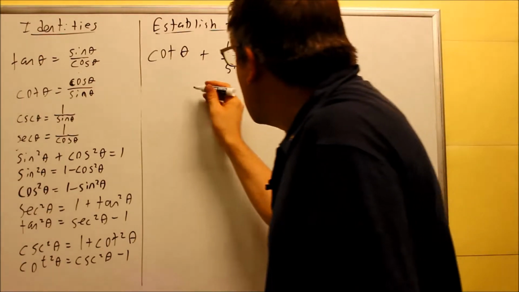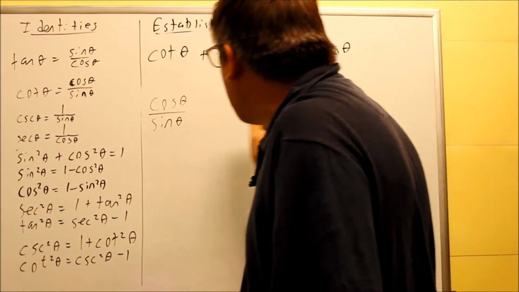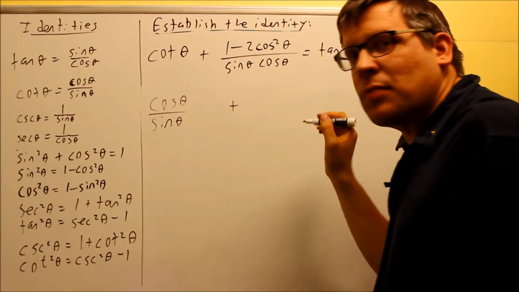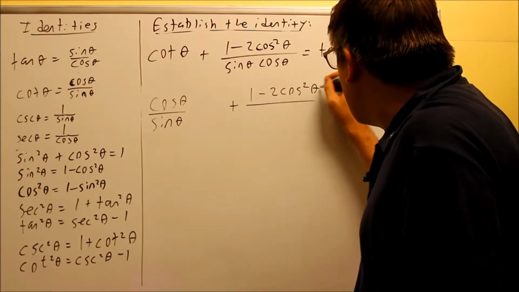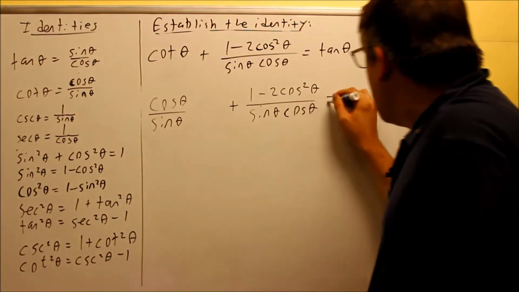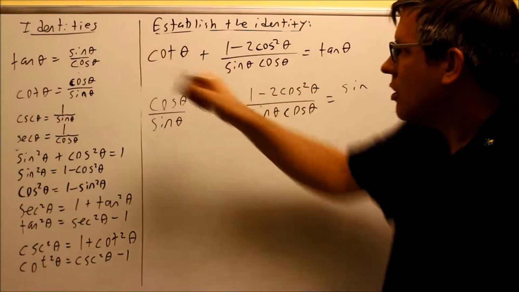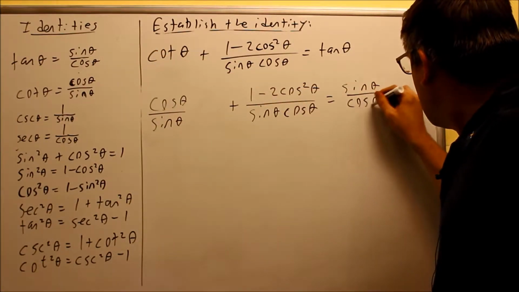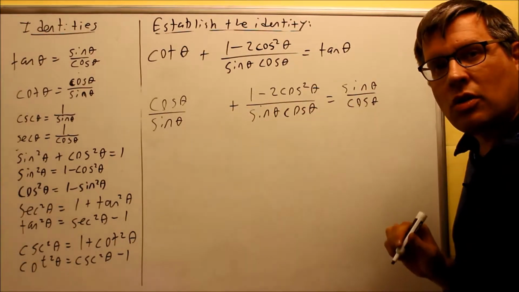Cotangent is the same thing as cosine theta over sine theta. Now I'm probably going to have to get common denominators here because I have two fractions, so I'm going to leave a space there. And over here I have the rest of it: 2 cosine squared theta, and then sine theta cosine theta down here. And for this one, I'm going to change it by using this identity right here, sine theta over cosine theta. So now I've already done the first technique, change everything into sines and cosines.